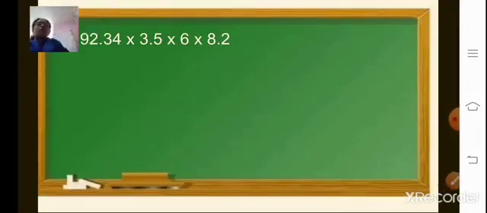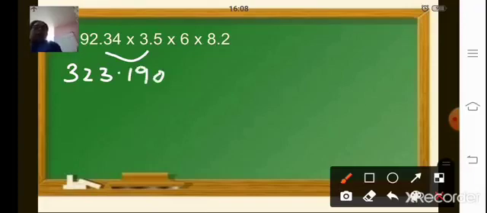Now children, here you have to multiply 4 numbers, that is 3 decimal numbers and 1 whole number. So first let us start multiplication of the first 2 numbers, that is 9,092.34 multiplied by 3.5. So first we will ignore the decimal point and then start multiplying it. Okay, now when you multiply 92.34 multiplied by 3.5, you will get the answer as 323.190.